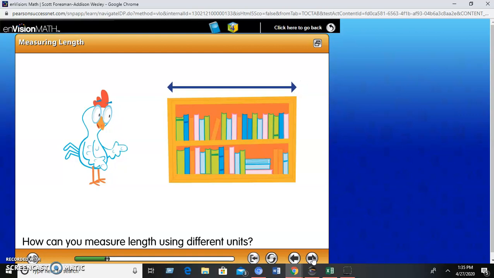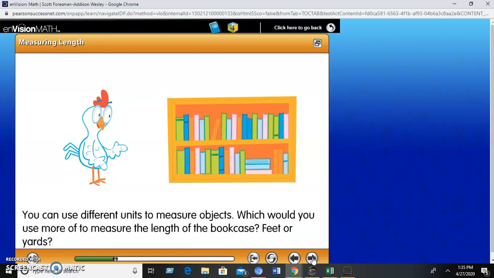How can you measure length using different units? Remember, units is how many of something. You can use different units to measure objects. Which would you use more of to measure the length of the bookcase? Feet or yards? So we have the unit feet and the unit yards. Which one would you be using more of? Think about it.